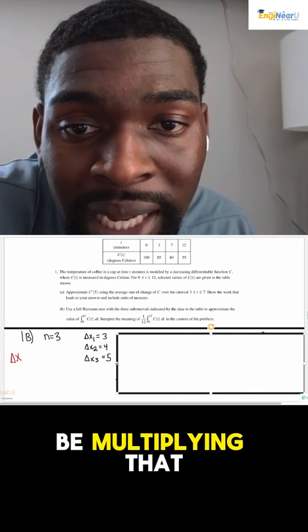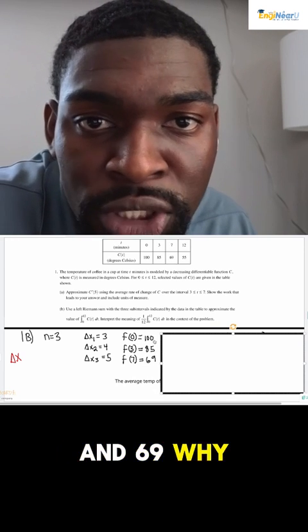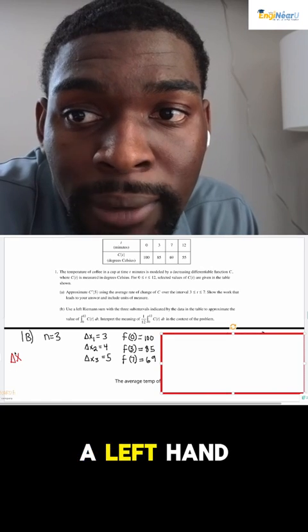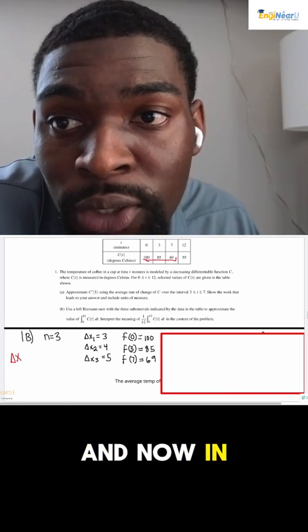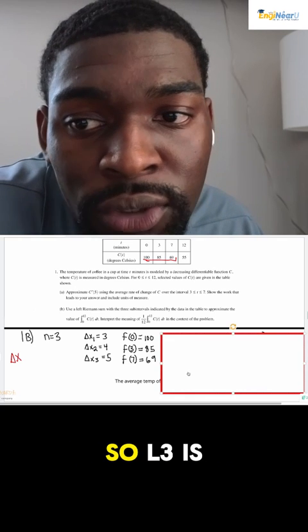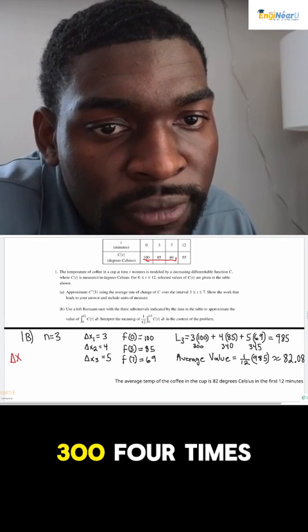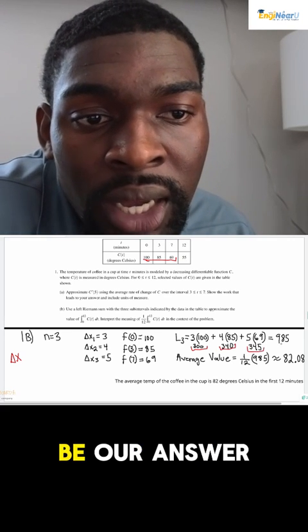Now we're going to be multiplying that by my y values, which are 100, 85, and 69. Why did we choose those? Because this is going to be a left-hand approximation, so we want the leftmost points. And now, in closing here, we're going to do all the math, the fun stuff. L3 is going to be equal to 3 times 100, which is 300, plus 4 times 85, plus 5 times 69. We get that, and that would be our answer.